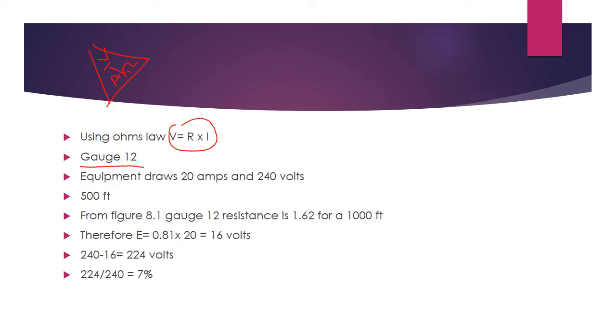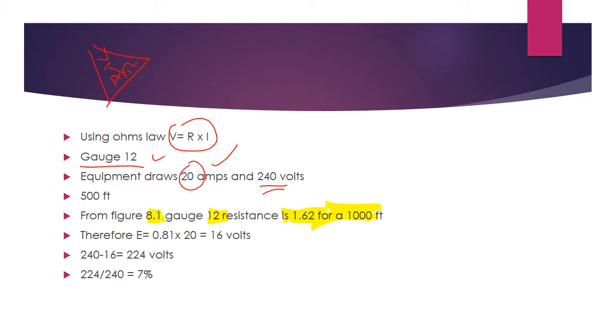Going to the book, if I go on figure 8.1 and I will look up gauge 12, it's giving us 1.62 per thousand foot. Okay, I got that. So now I know how I can calculate that by 1,000 foot. So we have gauge 12, and the equipment draw is 20 amps that you can find in the label, and it requires 240 volts.